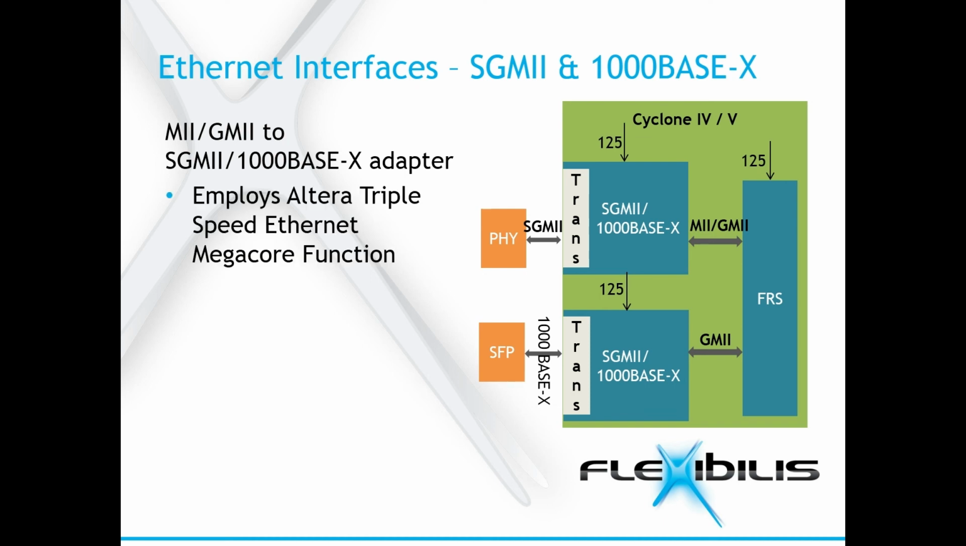This adapter employs an Altera IP block named Triple Speed Ethernet MegaCore function, which needs to be licensed from Altera if used in a design.